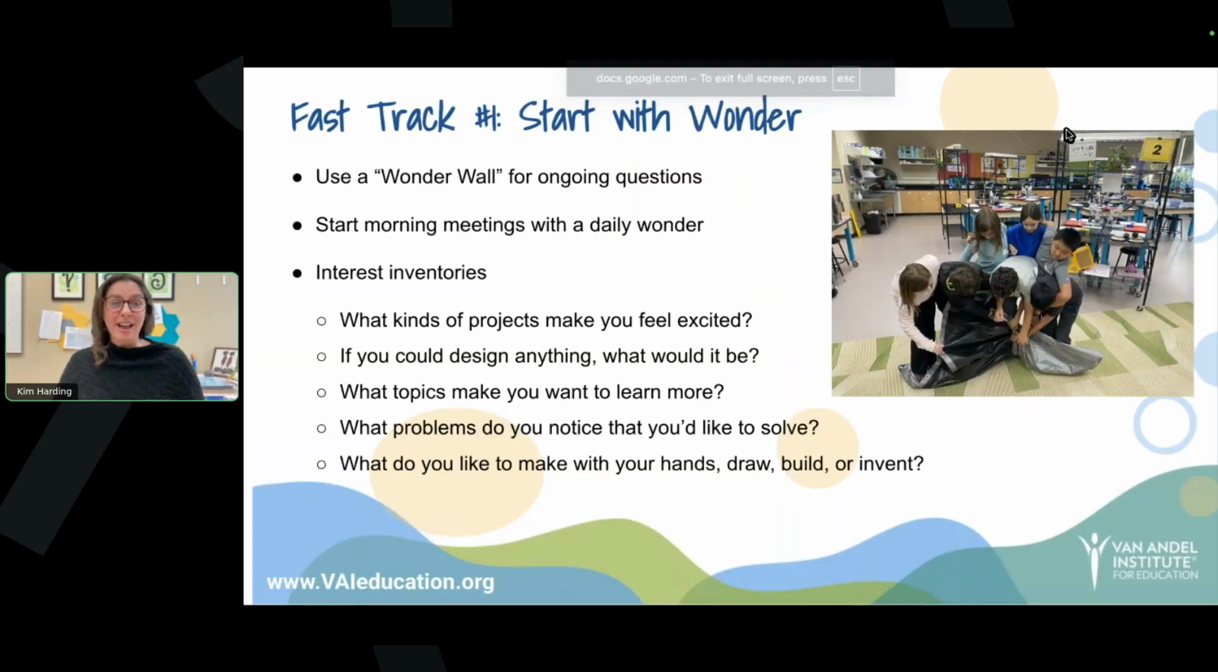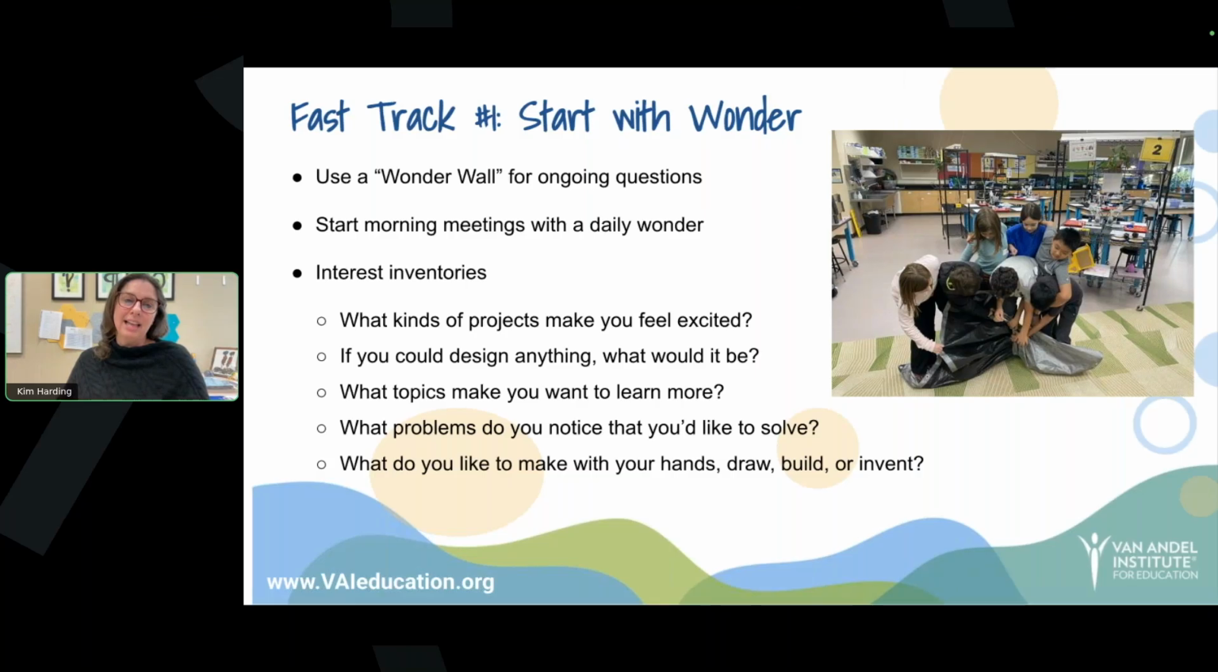All right, so our first fast track is Start with Wonder. This just gets kids engaged. If you are doing something that they're already curious about or something that they have verbally expressed to you that they are wondering about, it is a really great place to start to get them thinking creatively and into that thought process of really going beyond their own walls.